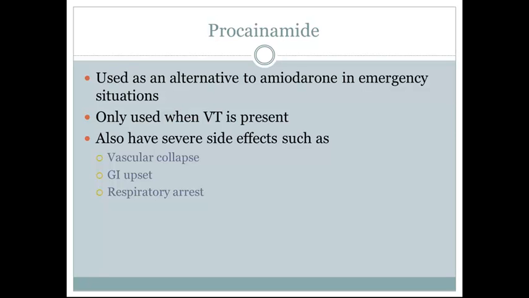Procainamide is used as an alternative to amiodarone in emergency situations. It is used when ventricular tachycardia is present. It also has severe side effects such as vascular collapse, GI upset, and respiratory arrest, and is typically only given in the hospital or an ER setting.